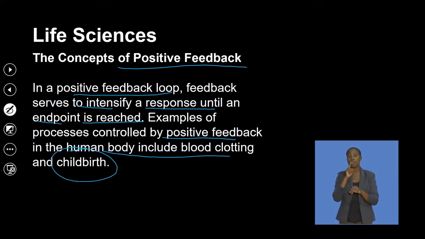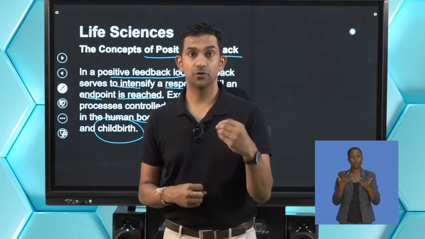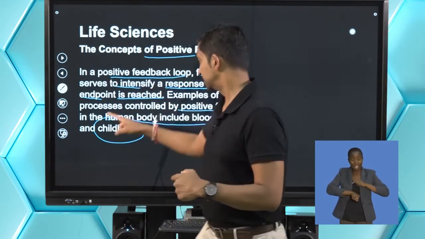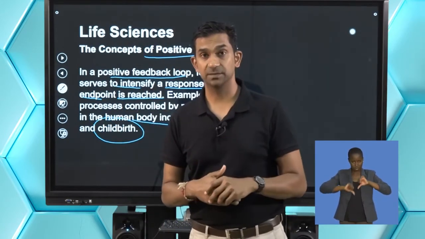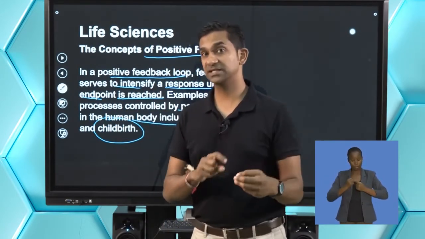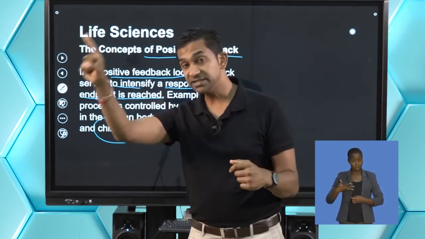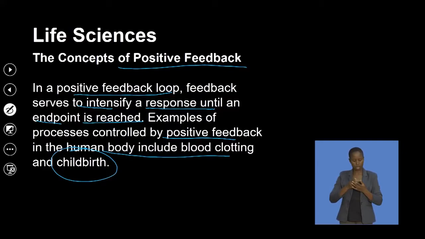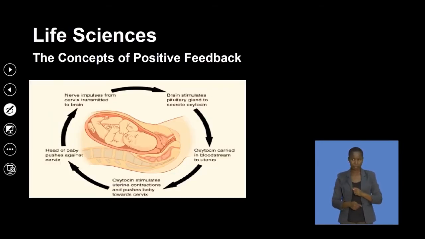So during the process of childbirth, we have hormones that are produced, and those hormones will increase, which would assist the mother during the process of childbirth. So there's a positive stimulation increasing the effect of a certain hormone to bring about a change. So let's unpack that process in this illustration.